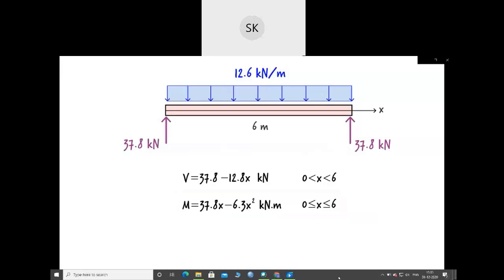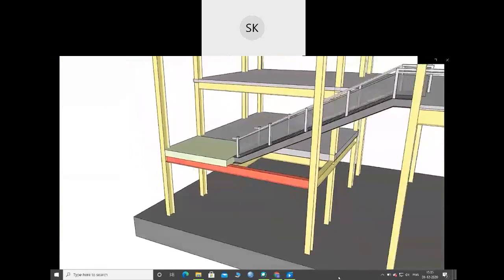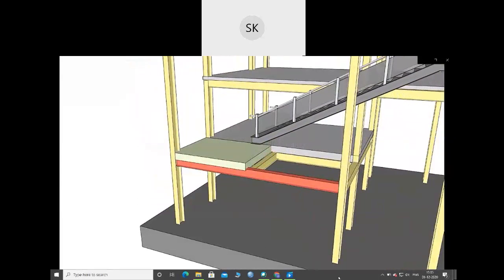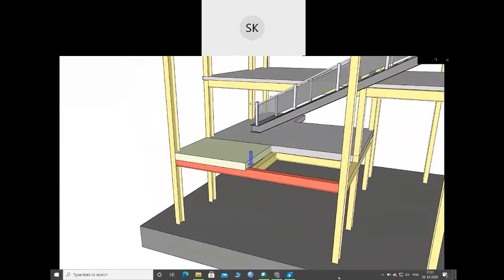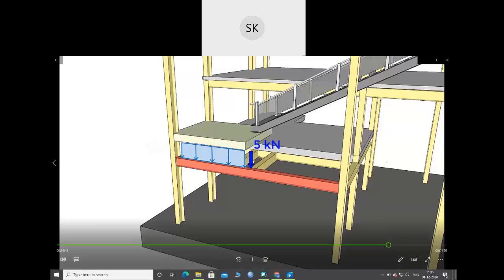Now, let's turn our attention to the side beam. It's subjected to two loads: a concentrated load due to the weight of the staircase and a distributed load due to the weight of the concrete floor. The staircase distributes its load to the supporting beam, which in turn transfers half of the load to the side beam. In our case, we assume the share of the staircase load applied to the beam is 5 kilonewtons. The distributed load due to the weight of the concrete floor is assumed to be 8.4 kilonewtons per meter.